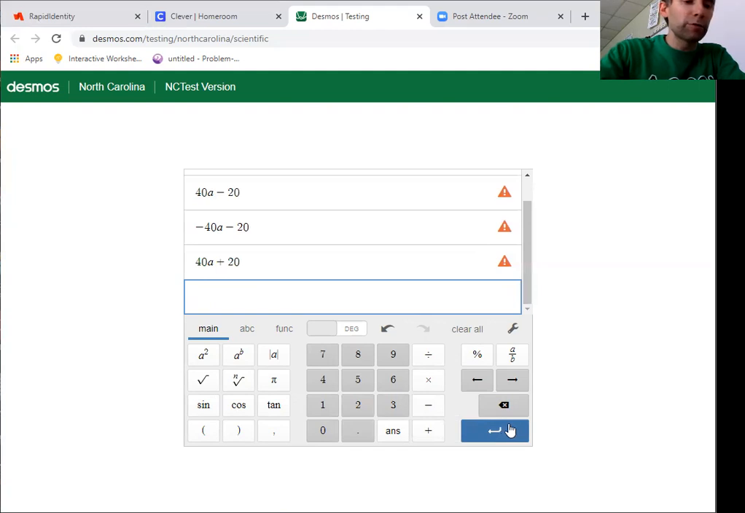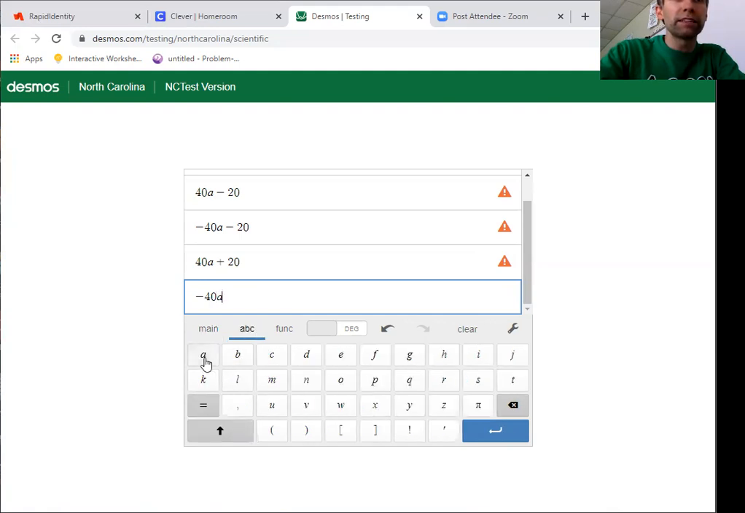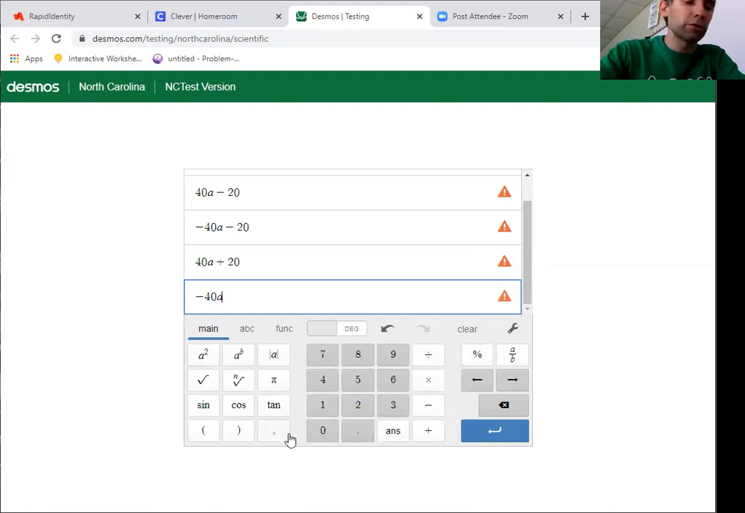And then the final multiple choice answer will be -40a. -40, so you click ABC to get to A, click main to get back to the original screen, and then plus 20. All right, so we typed in our original problem for the first line, and these were our 4 multiple choice answers here. So A was 40a minus 20, B was -40a minus 20, C was 40a plus 20, and D was -40a plus 20.